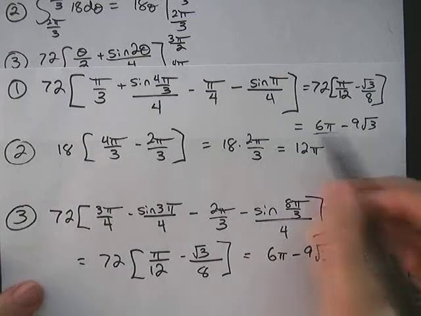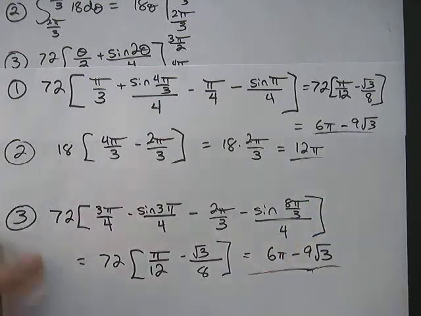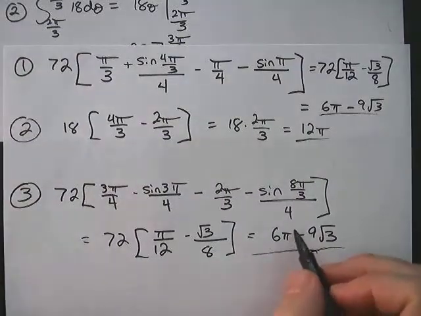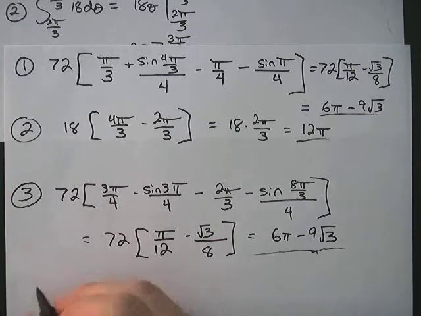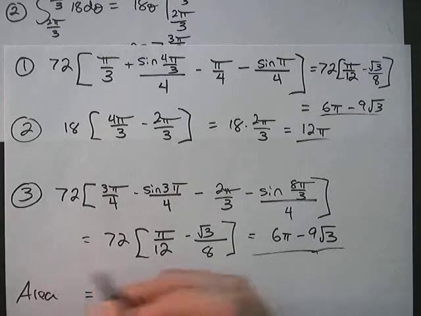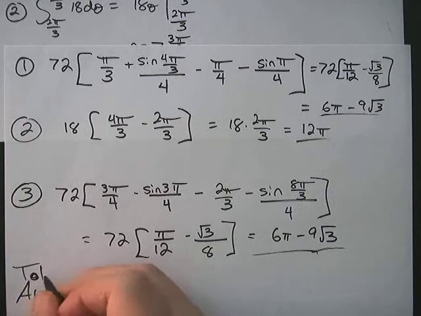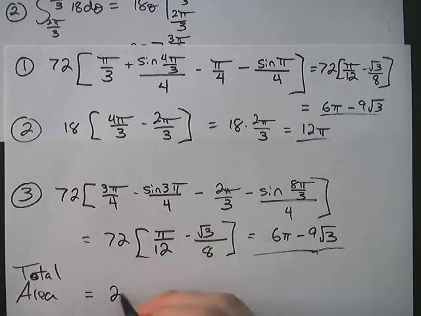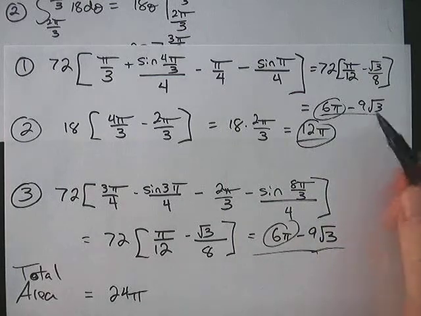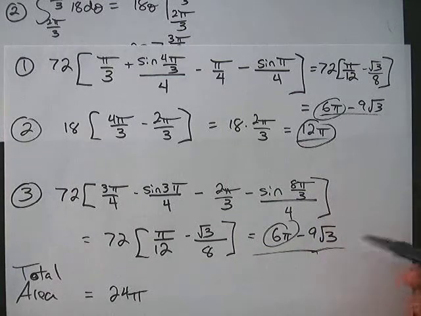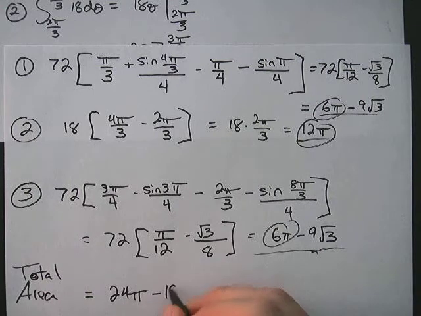Okay, so this one, and this one, if we combine those together, we get our answer. So 6 pi plus 12 pi plus 6 pi is, let's do the total area. This is total area, is going to be 24 pi. That's all, this one, and this one. And then the negative 9 roots of 3 and the negative 9 roots of 3 is negative 18 roots of 3. And that'll do it. That's the answer.